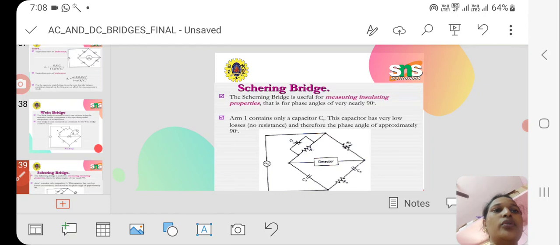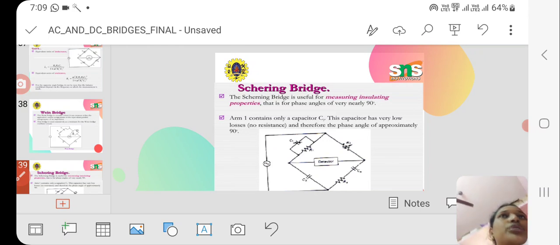In today's video, we will be discussing the Schering Bridge. In the previous class, we discussed Maxwell's bridge. Schering Bridge and Maxwell's bridge are types of AC bridges used for measurement of unknown impedances and their parameters. The Schering Bridge is useful for measuring insulating properties, which have a phase angle of nearly 90 degrees.